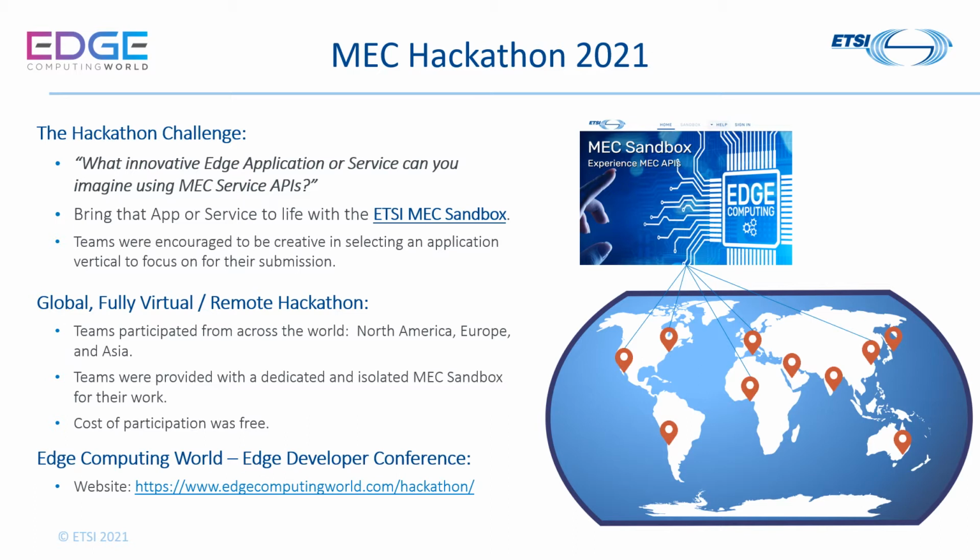Teams were encouraged to be creative in selecting an application vertical to focus for their submission. There were a wide range of application verticals like autonomous drones, digital twins for robotics, video analysis or analytics, edge AI, support application for visually impaired.